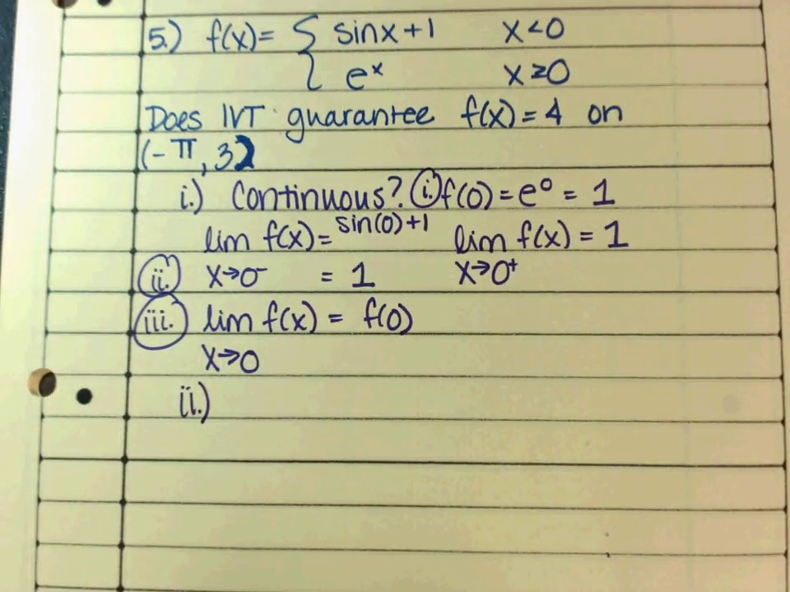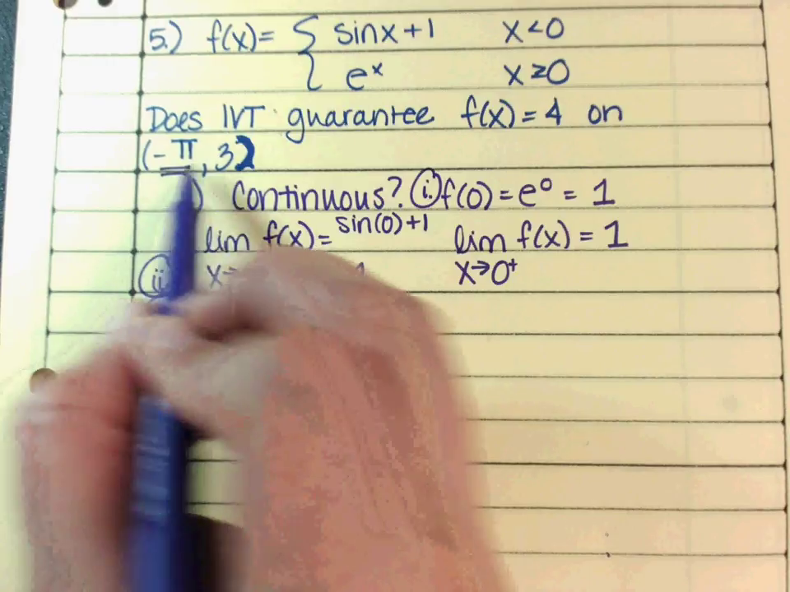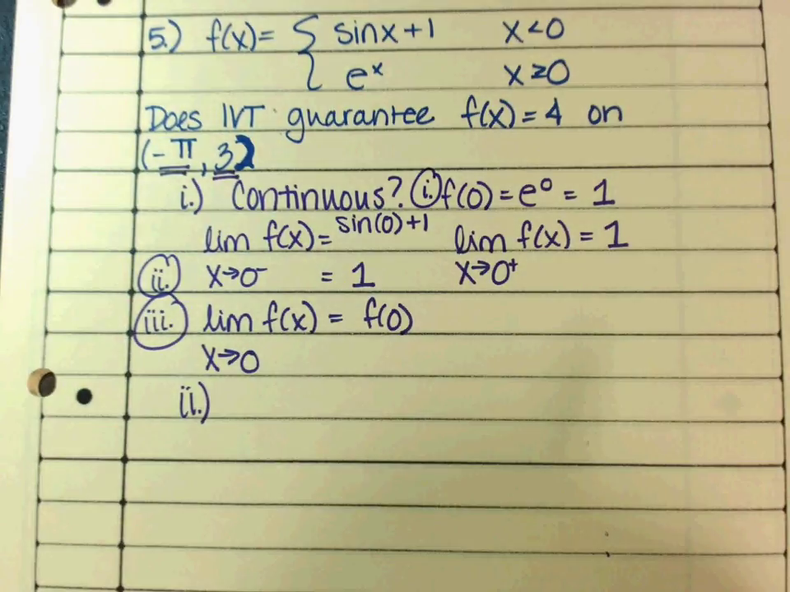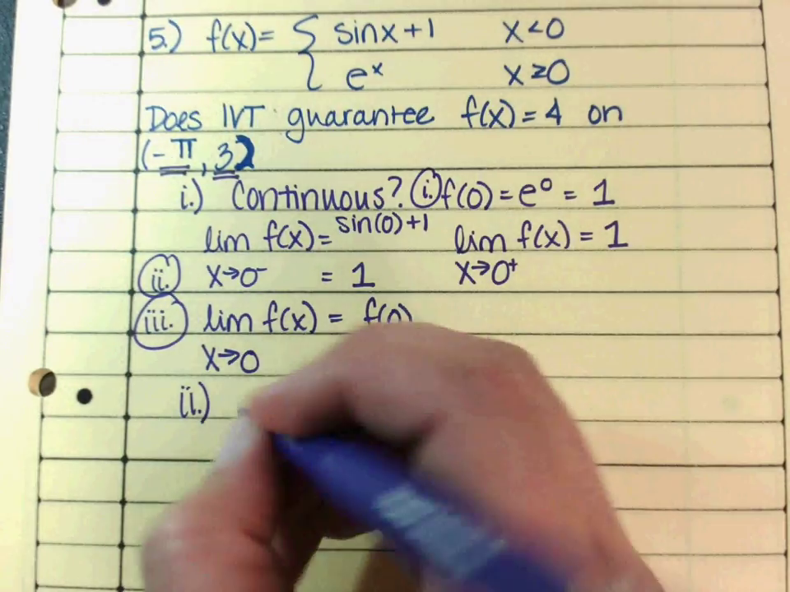Okay, step number 2. What do I have to check? F of A and F of B. What are my A and my B here? Negative pi and 3.